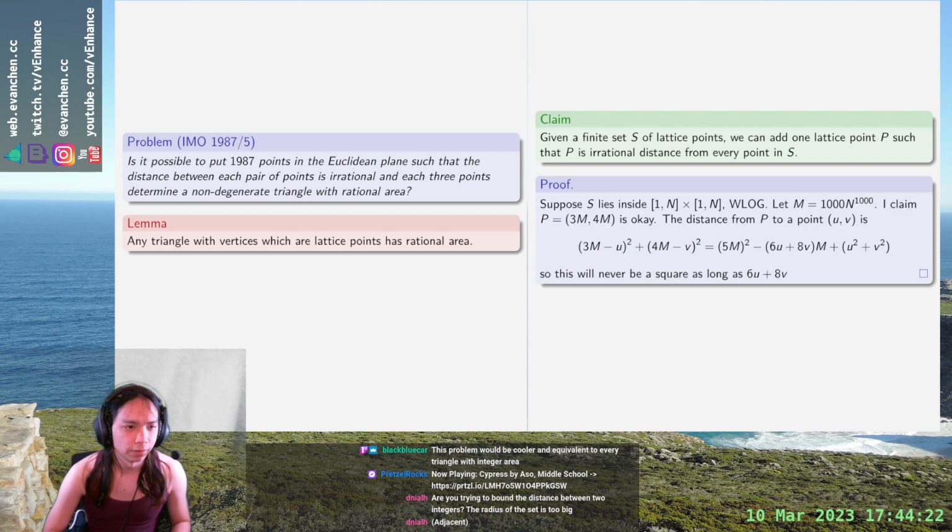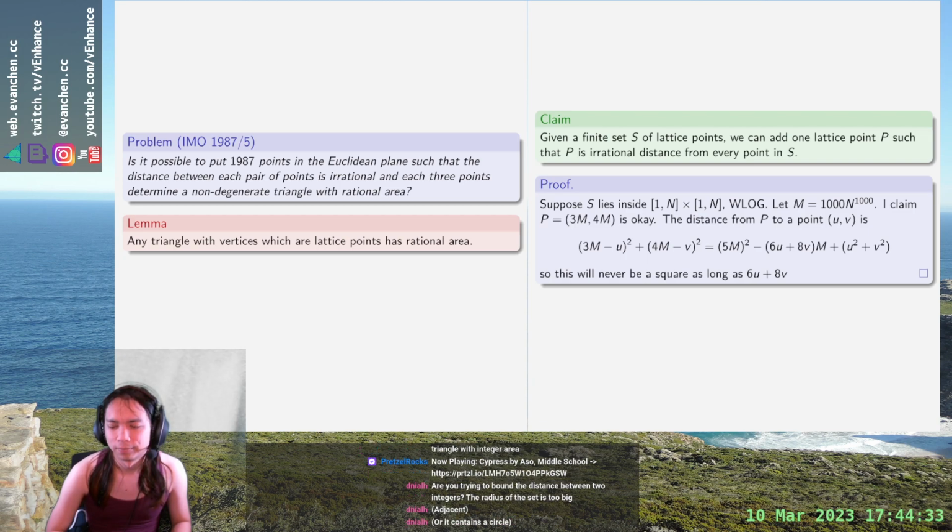6u plus 8v. Are you trying to bound the distance between two integers? Yeah, I think it's too big. What I was hoping was I could say this is bigger than (5M minus 5 capital M minus 1) all squared, but that's not true. Yeah, that's just not true.